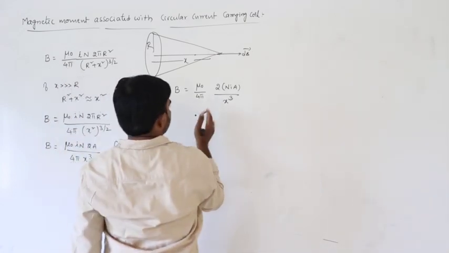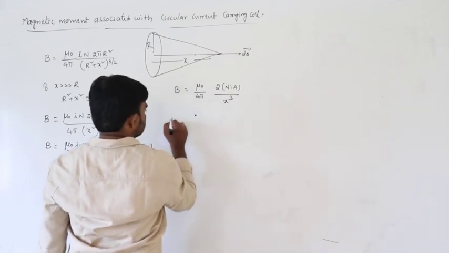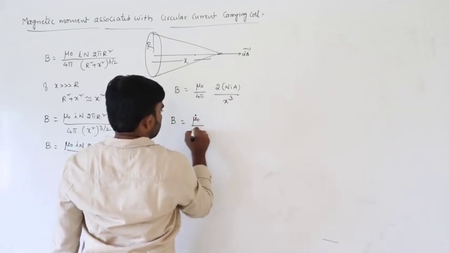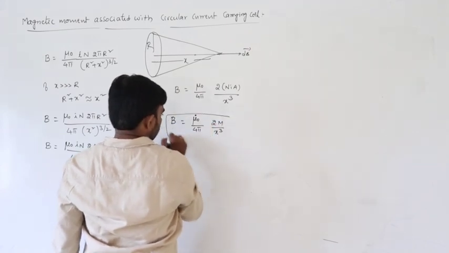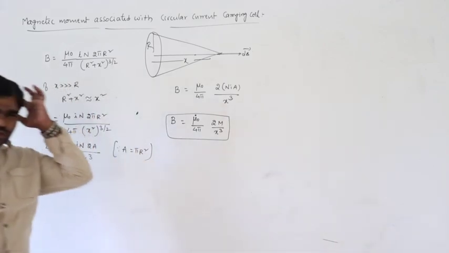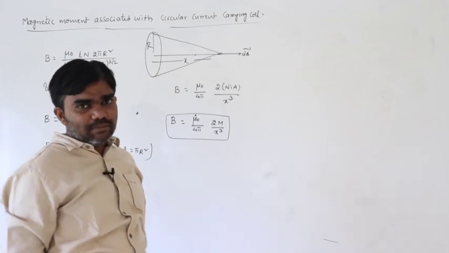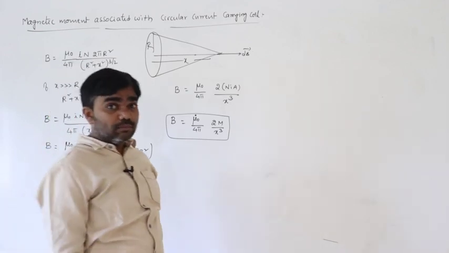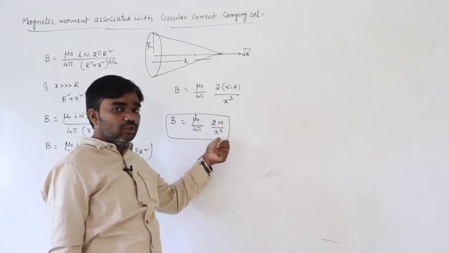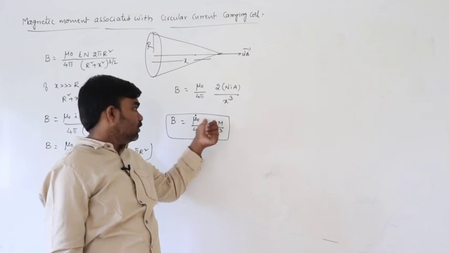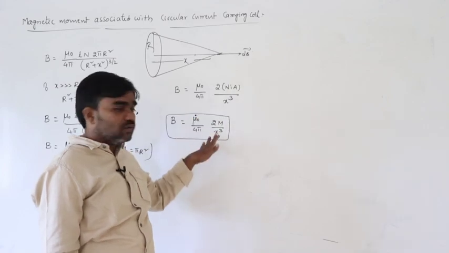So this is in the form B is equal to mu naught by 4 pi, 2M by x cube, or d cube, whatever it is. Magnetic field due to the bar magnet at an axial point, what is the formula? Mu naught by 4 pi, 2M by d cube. At an equatorial point, mu naught by 4 pi, M by d cube. This is in this format.